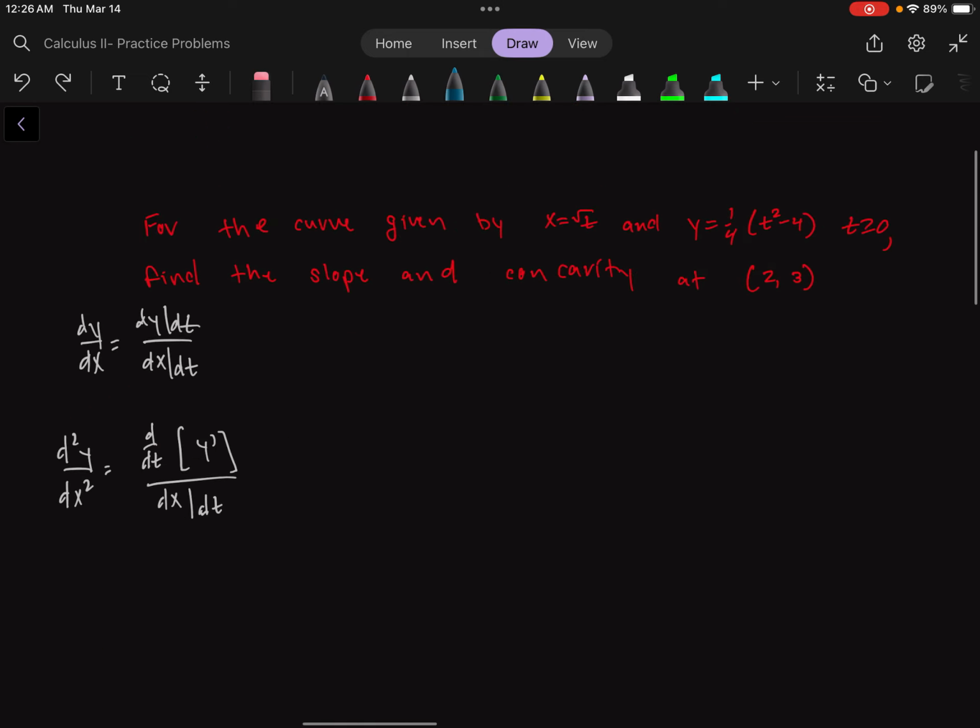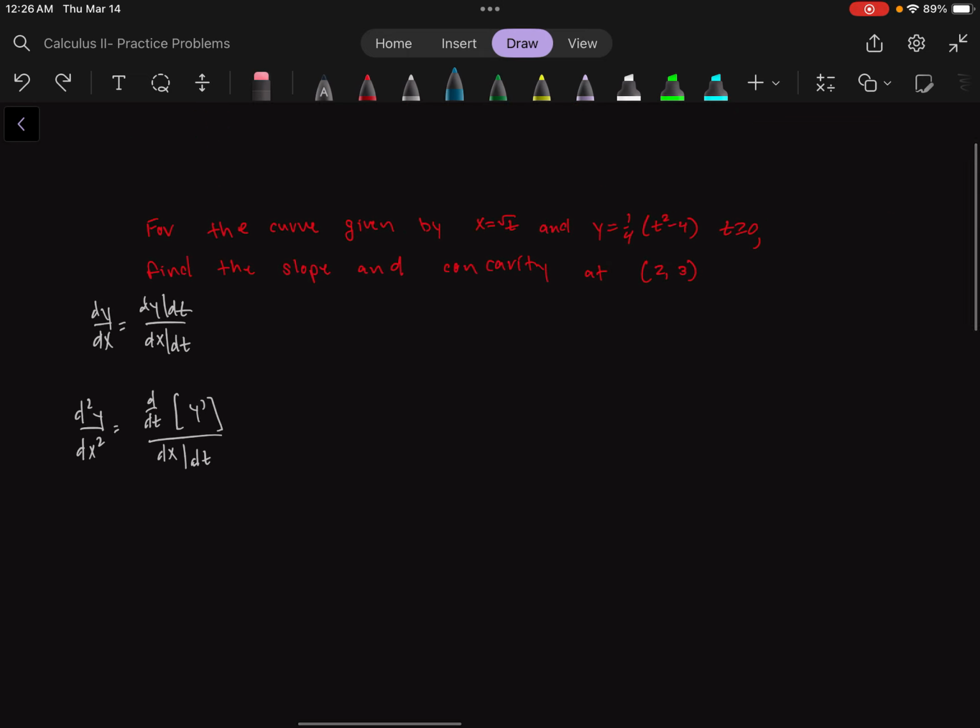Okay, so let's look at now some more calculus. This is a good calculus 1 refresher, slope and concavity of these parametric equations. So remember, slope has to deal with the first derivative, concavity has to deal with the second derivative. So I have both of these equations here. So let's see, what is dy over dx?